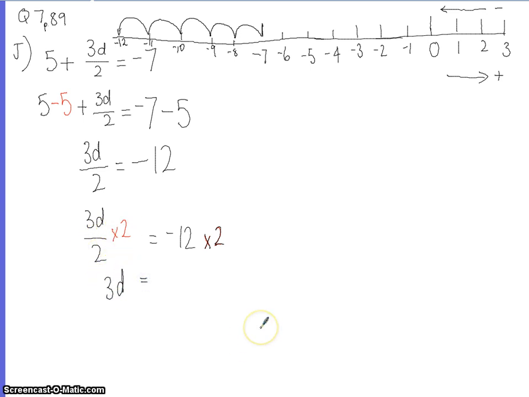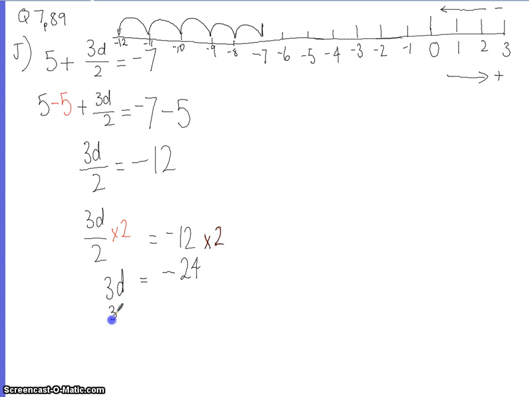Okay? -12 times 2. Jared, -12 times 2? It's -24. Awesome. A negative and a positive makes a negative. 12 times 2 is 24. Very good. 3d, Jaden. What does 3d say to you in your head? What are you saying in your head? Exactly what I wanted you to say. It's 3 times d. Absolutely.